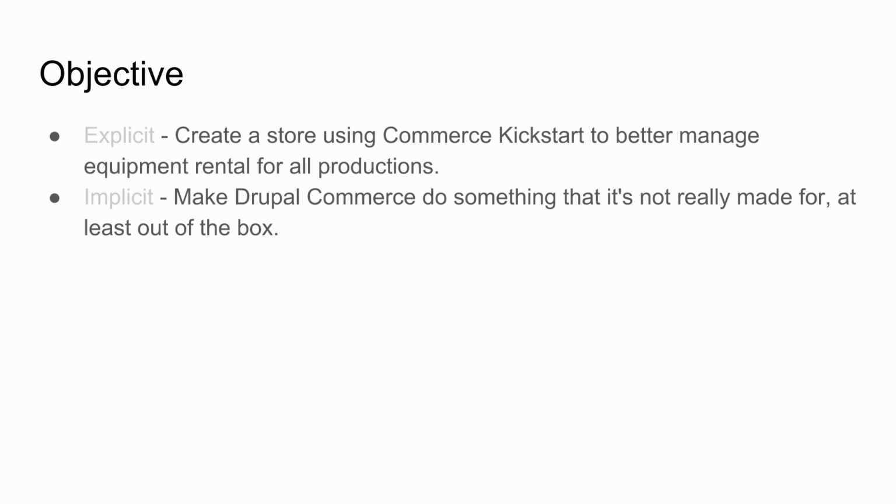So that's the explicit goal. There is an implicit goal here for me, which was to make Drupal Commerce do something that it's not really made for. When we think of Drupal Commerce, we think about selling stuff. We don't think really about renting stuff. If you look in the issue queues and search, you won't find a lot of renting posts. So that was an implicit objective for me.